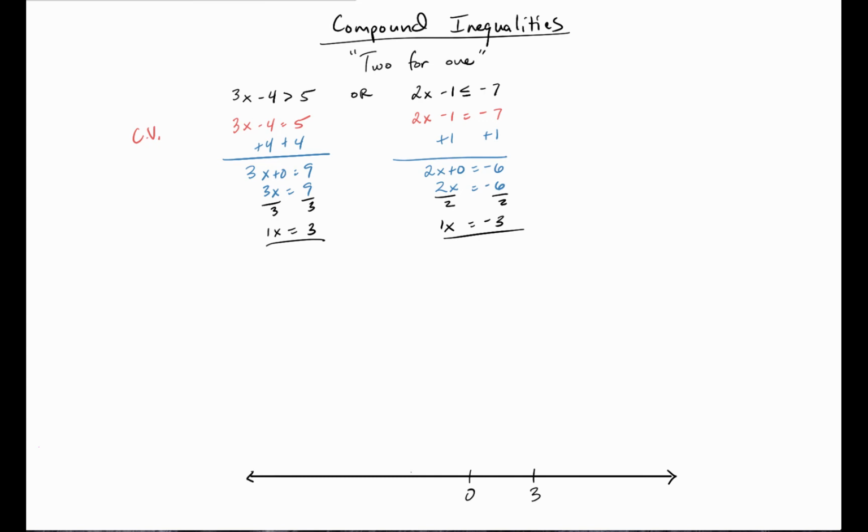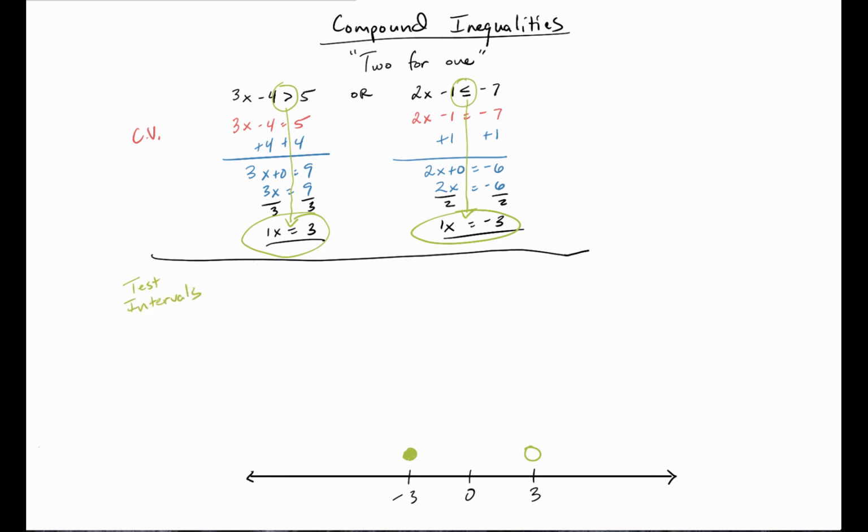Now, with this one, we have to be a little bit careful when we're dealing with our critical values. The first critical value, 3, came from a greater than sign, not a greater than or equal to sign. The second one came from a less than or equal to sign. So the first one came from a greater than sign, so I'm going to get an open circle at that 3. And then the -3 came from a less than or equal to sign, so I'm going to get a closed circle at that critical value, -3.